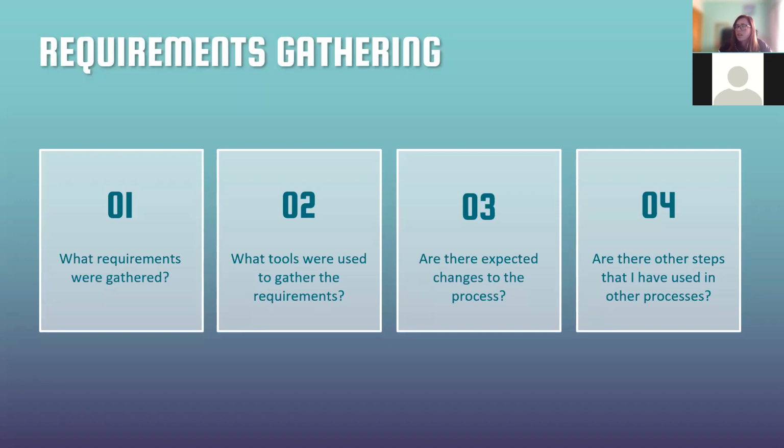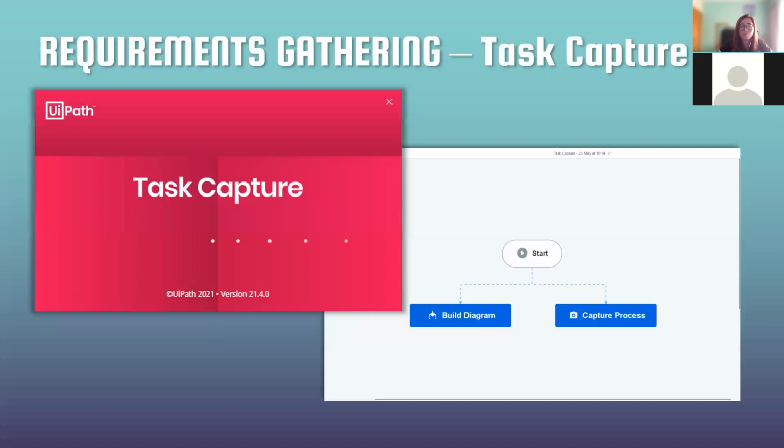And then the fourth one is, are there other steps that I've used in other processes? So is there logic in a different process that I need to be cognizant of? Is there something that I can reuse? Or is there potential for me to take this and reuse it in another solution going forward?